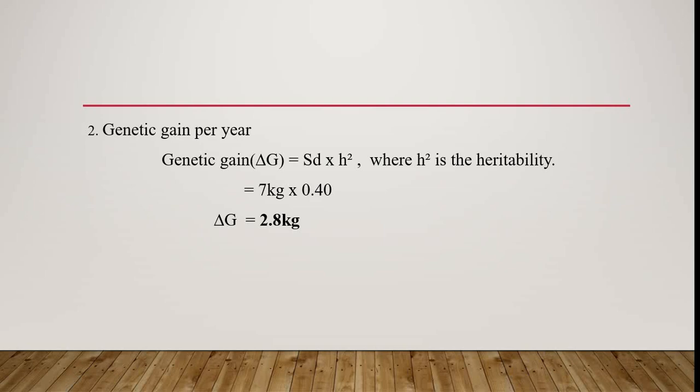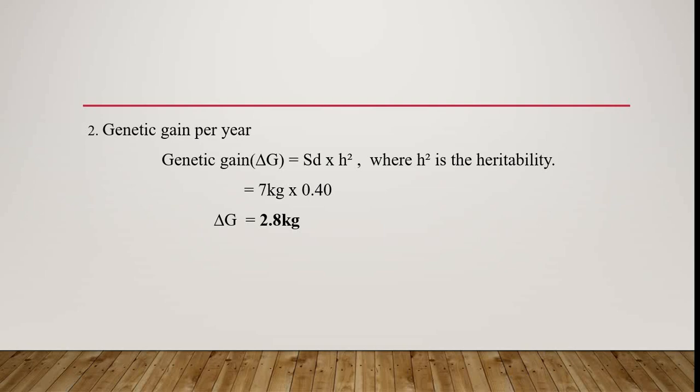Now, if you stop here, we are wrong because we were to calculate the genetic gain per year. So you have to look at the generation interval. Okay. If you know the generation interval, we can calculate the genetic gain per year by dividing the genetic gain by the generation interval. The generation interval talks about how long it took the selected parents to give rise to the offspring. Right. So in this case, it was 1.5 years.